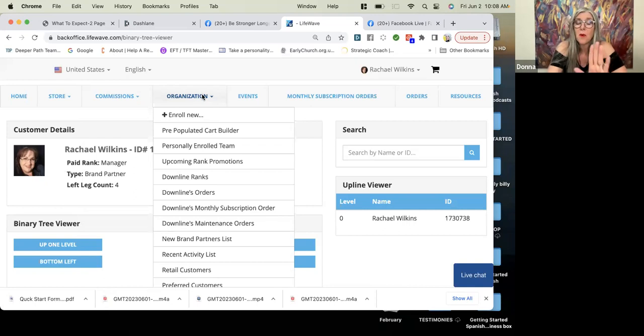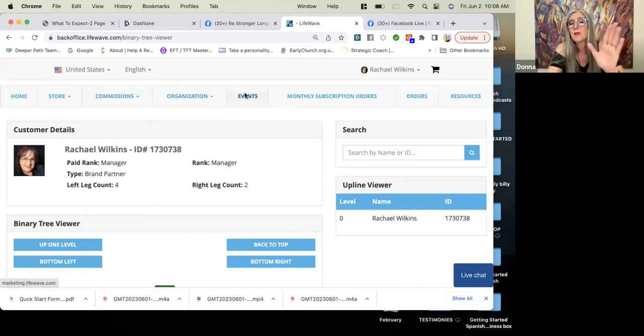Organization is anything and everything that has to do with you, your personally enrolled team, your monthly, your downlines, orders, et cetera. You can find anything you want there regarding anybody that you have enrolled or one of your partners has enrolled. Events has to do with LifeWave and the events they have planned, on webinars and sometimes live. Monthly shipment, of course, is how we remain active, and that is what allows us to earn money. Without a monthly shipment, we are not considered active and we're not working, so there's no reason for us to earn any income. And then you have to be active on both legs in order to receive funds.